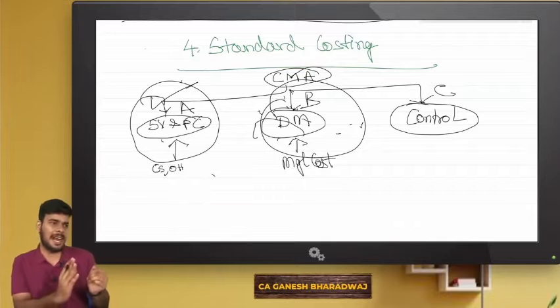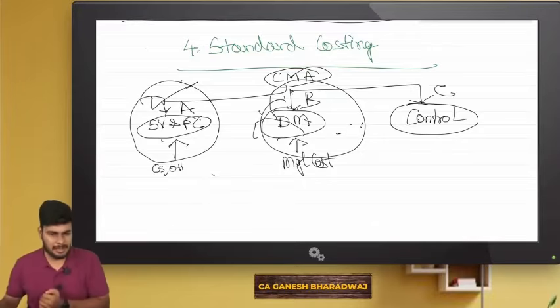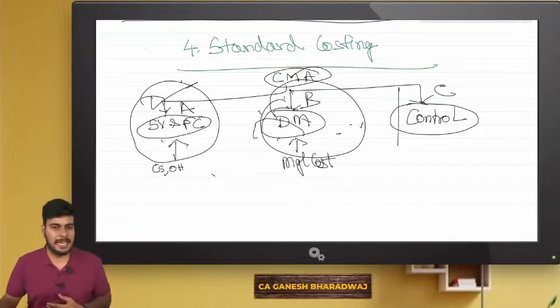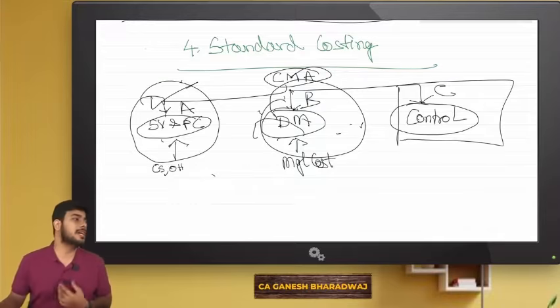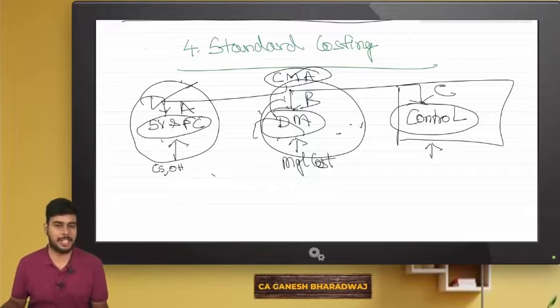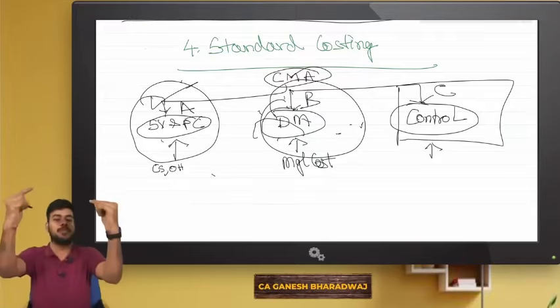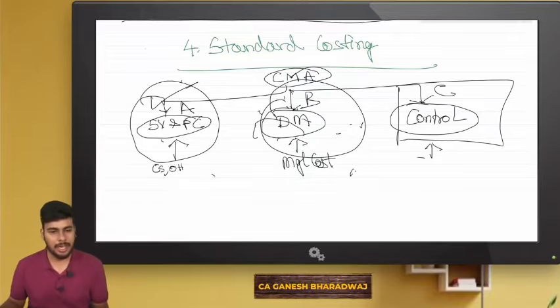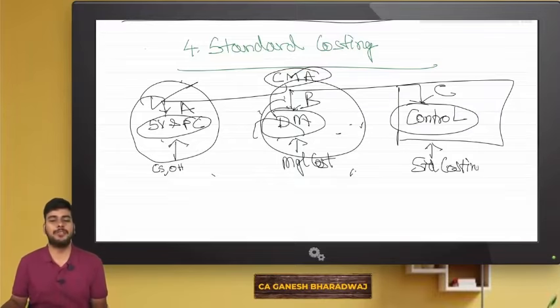Now, there is another set of chapters, or maybe very few chapters, that help you achieve the objective of control. And one such important chapter that helps you achieve the objective of control is your standard costing. And I'll tell you how it helps you achieve the objective of control.